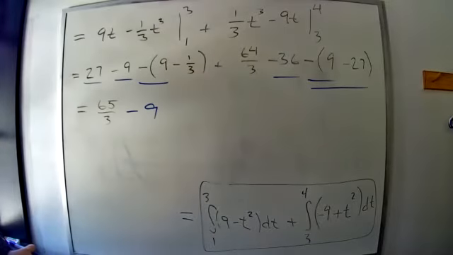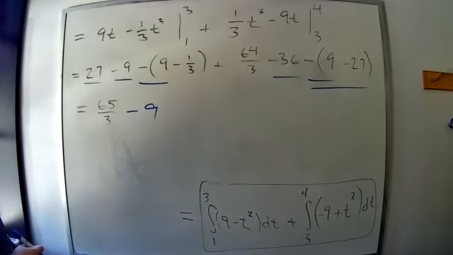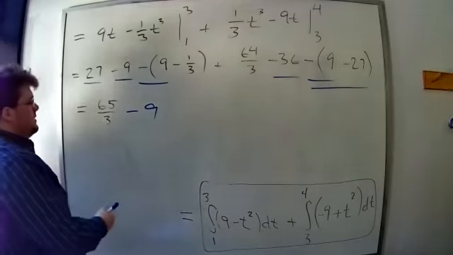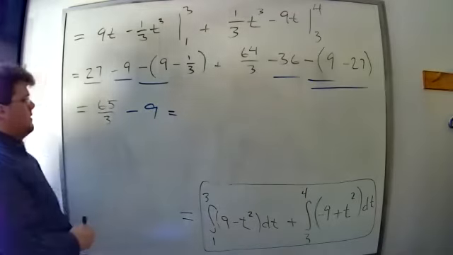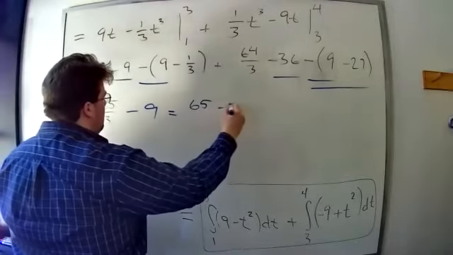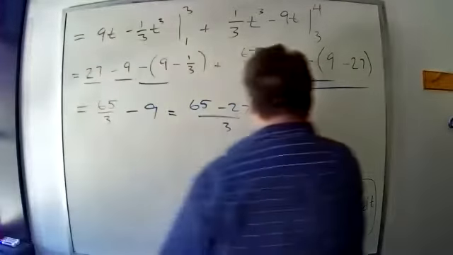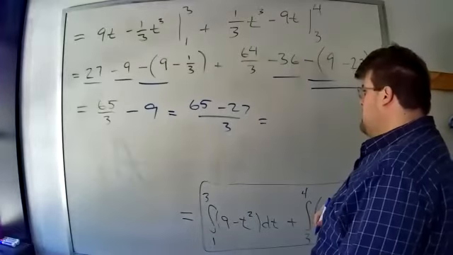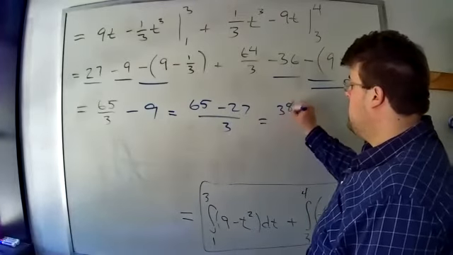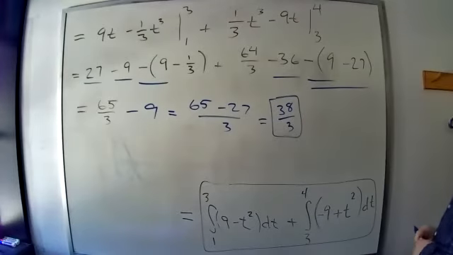And then you take a step back and make sure you counted all your negatives right. Let's see, 27 minus 18 plus 18 minus 36. Yeah, okay. And now 65 thirds minus 9. And what's that? 27 thirds. So 65 minus 27 is what? 38? 38, or is it 28? 38. 38 thirds.